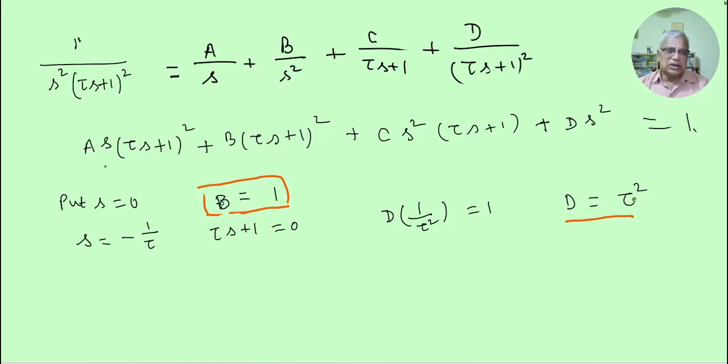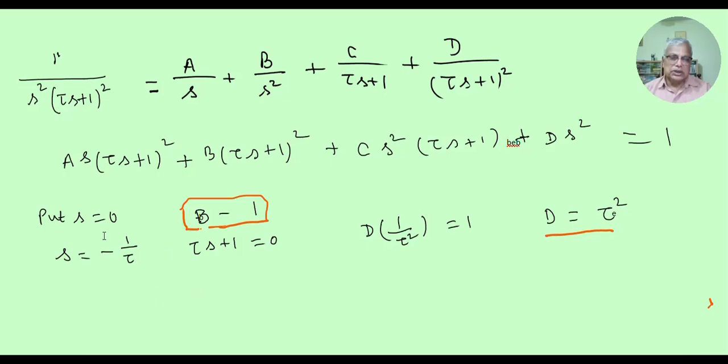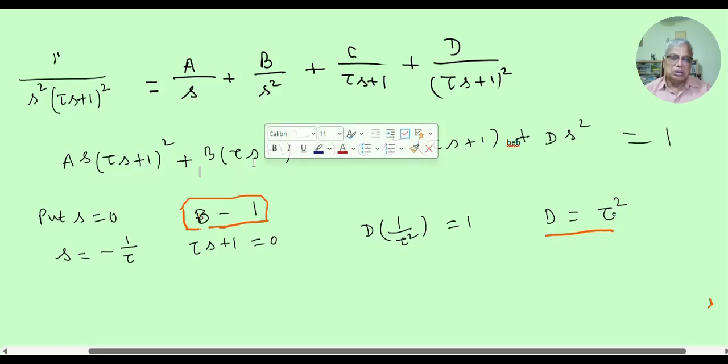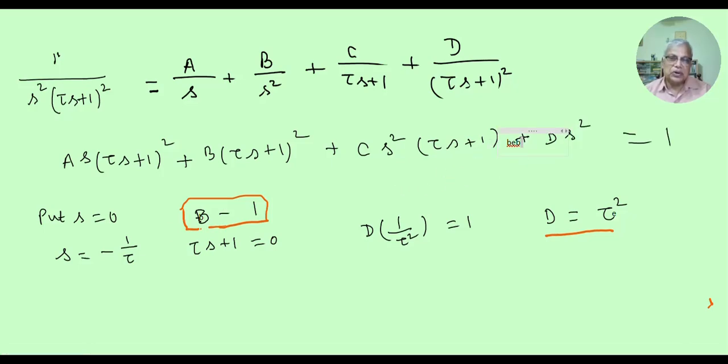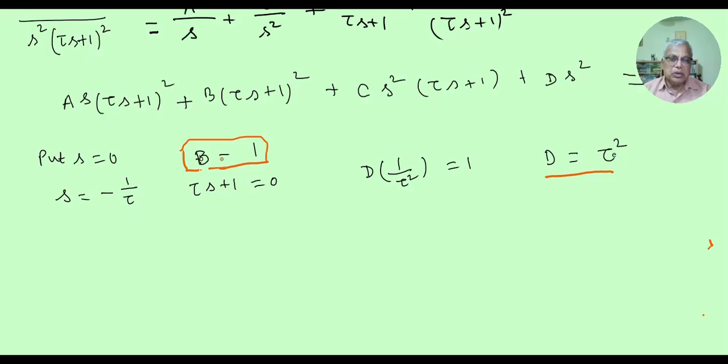Now let us evaluate these constants A, B, C, D. So simple one, first put s equal to 0, that is very simple. With s equal to 0, the first term becomes 0, and in the second term s is 0, so B into 1 will be 1. The third term will be 0, and the last also will be 0, and the right hand side is 1. So we get B equal to 1.